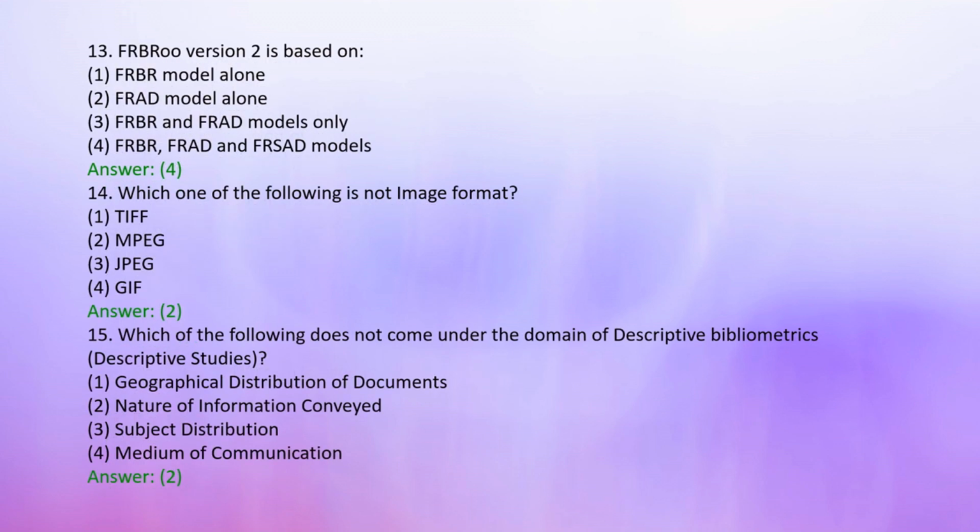Number 13. FRBRoo version 2 is based on number 1 FRBR model only, 2 FRAD model only, 3 FRBR and FRAD model only, and 4 FRBR, FRAD and FRSAD models. Correct answer is 4 FRBR, FRAD and FRSAD models.